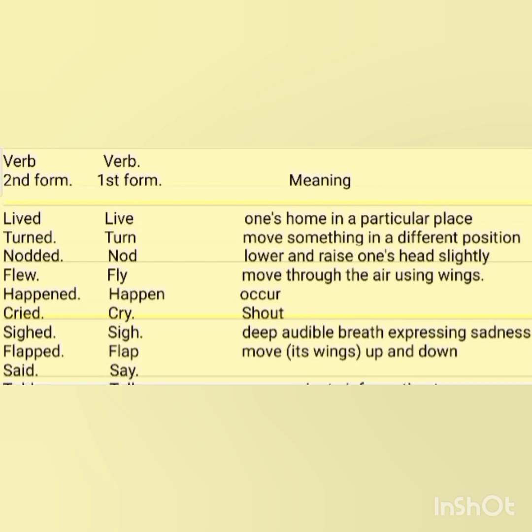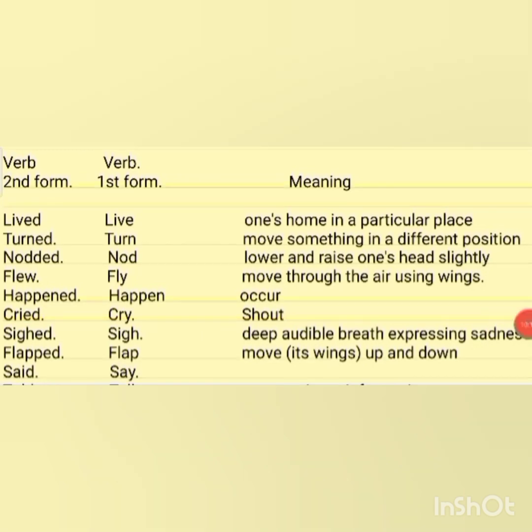And next is flew. Flew is the second form of the verb fly. So we generally know it means to move through the air using wings, so it's basically used for birds. And next is happened, and its first form of verb is happen. It means to occur, some event. And next is cried, and its first form is cry. Here its meaning is shout.